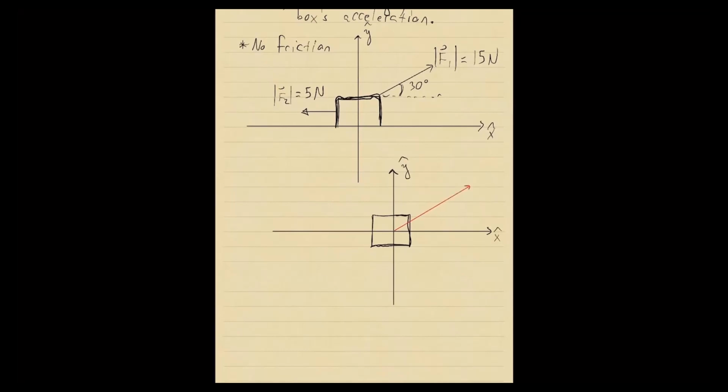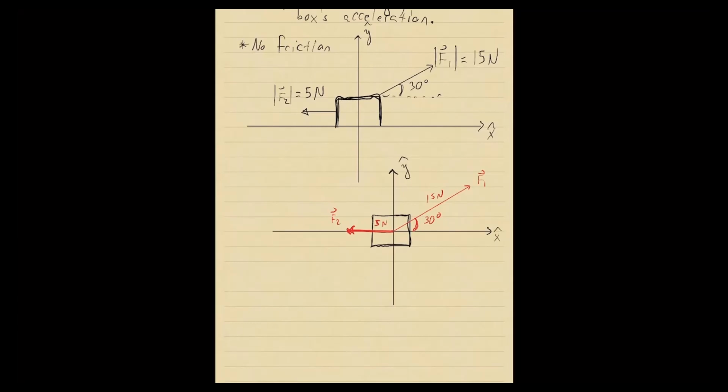This is our force F1. Right, it has a magnitude of 15 newtons. This angle here is 30 degrees. And then we have this other force, which points to the left like this. This is our force F2. And it has a magnitude of 5 newtons.